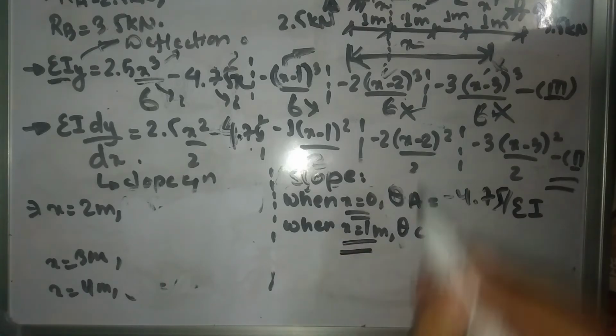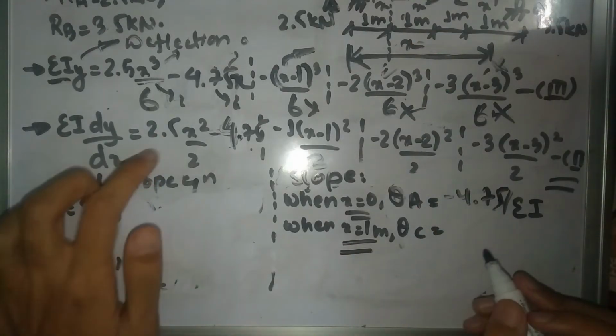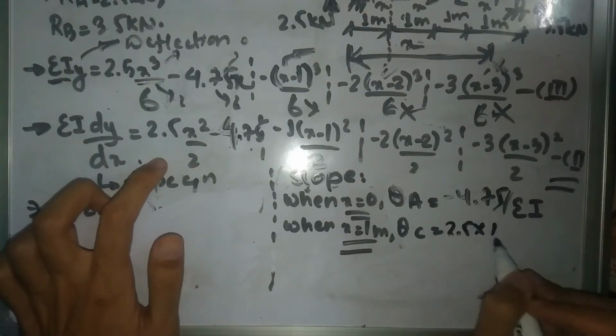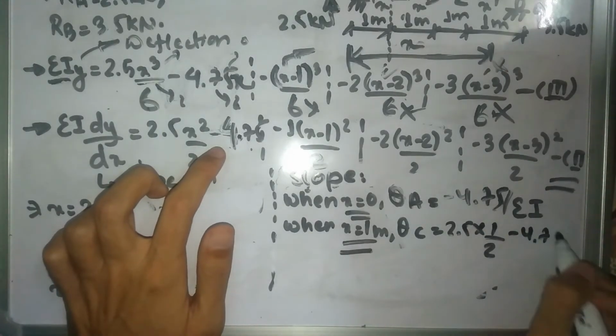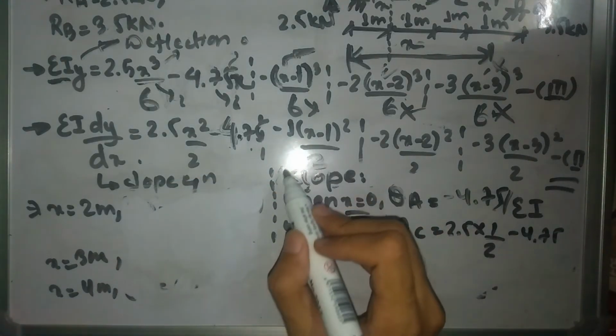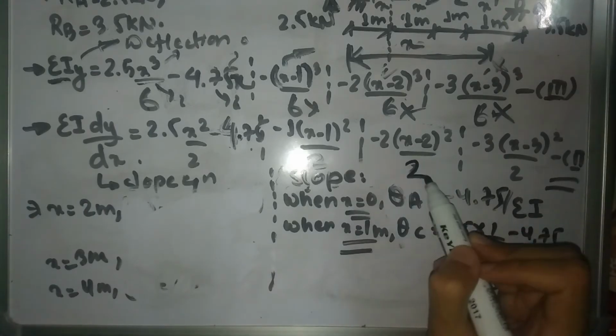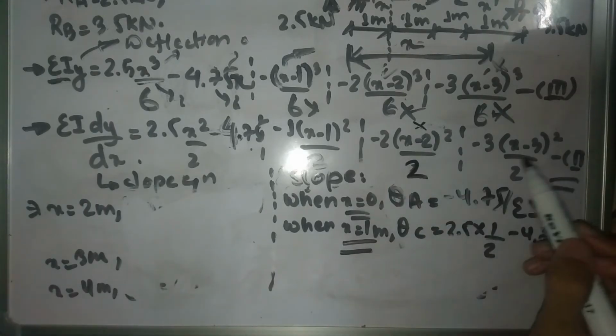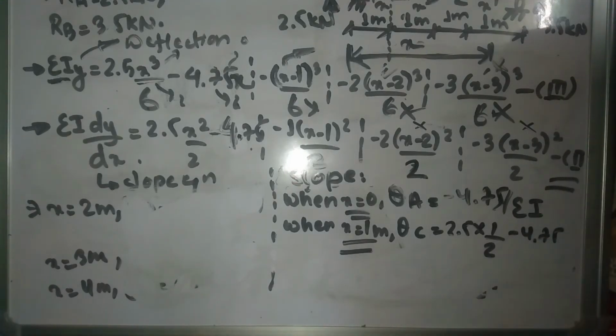So when x equals to 1 meter, we reach our point C. So simply substitute 1 over here. It's going to be 2.5 into 1 square, 1 by 2 minus 4.75 minus 1 into x minus 1 whole square by 2. So 1 minus 1 is 0, so this term is going to be 0, while 1 minus 2 is minus 1, so this term is going to be neglected. 1 minus 3 minus 3, 1 minus 3 is minus 2, so this term is going to be neglected as well. So this is our second rule for our Macaulay's method, divided by EI. EI is on our left hand side, so we are going to get our theta c as minus 3.5 divided by EI.